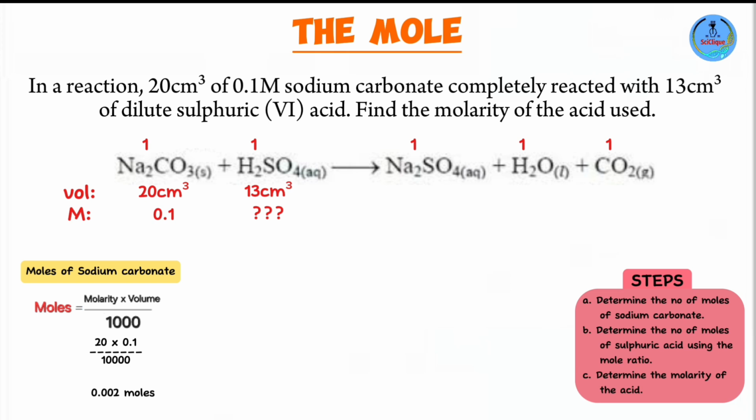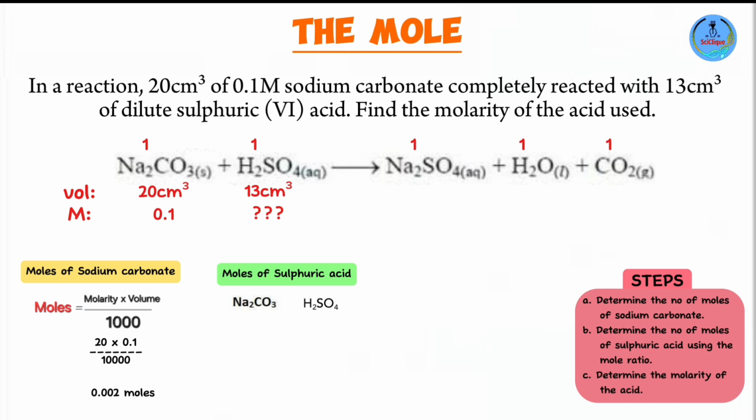Good. On to step 2, determining the number of moles of sulfuric acid using the mole ratio. Now, in case you're wondering, why are we using the mole ratio? Why can't we just directly calculate the number of moles of the acid? Guys, what do we know of the acid? We literally know only the volume, which is 13 cubic centimeters, nothing else. So the information that we have is insufficient. It's not enough for us to take the direct route. So that is the reason why we needed to calculate the moles of sodium carbonate first and then use the mole ratio to obtain the moles of the acid.